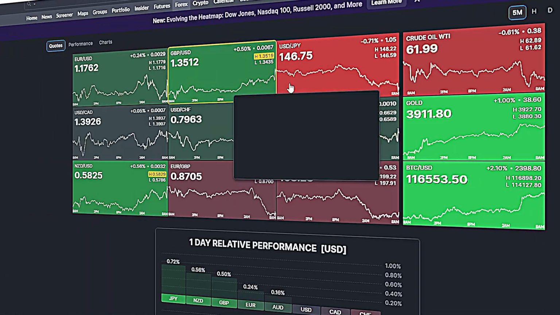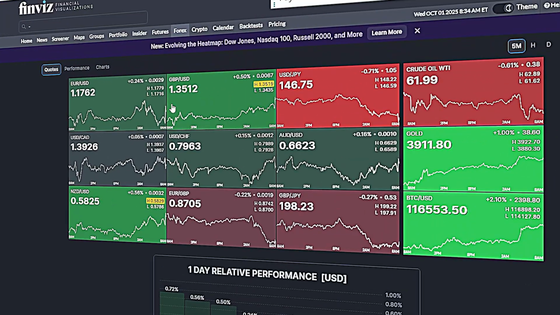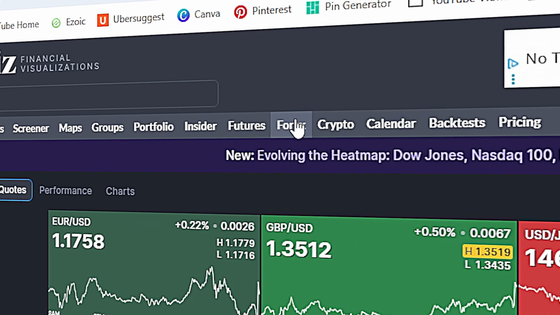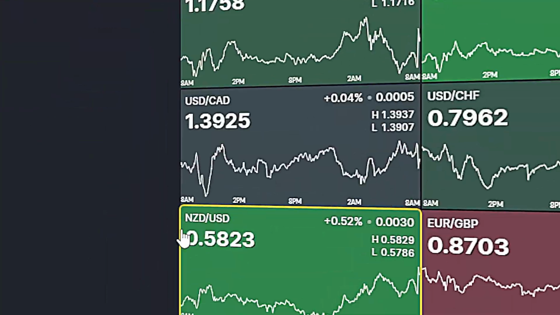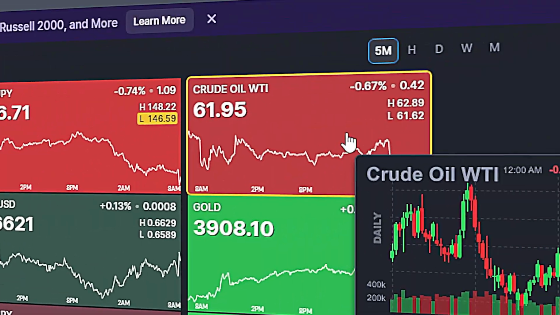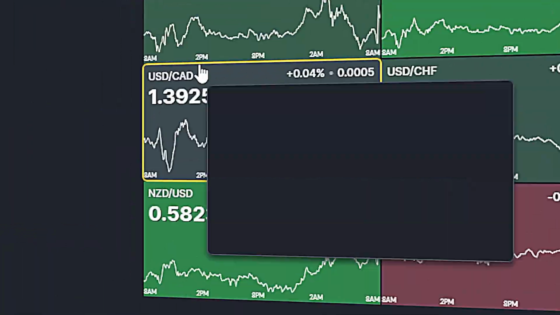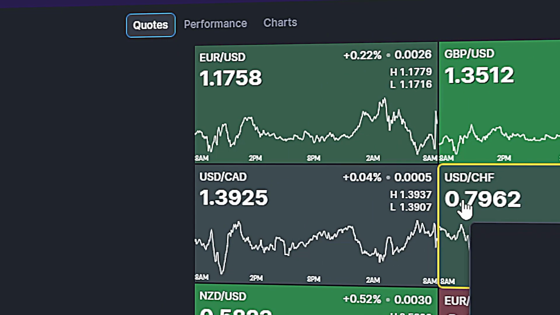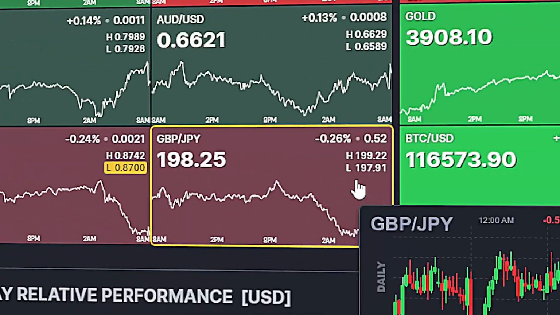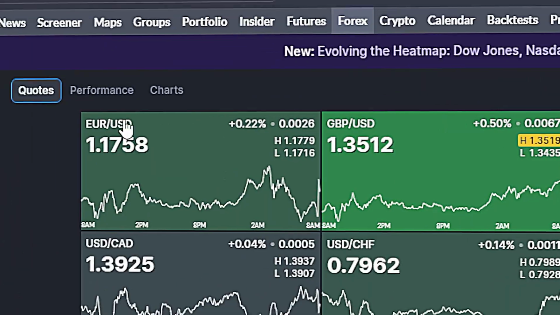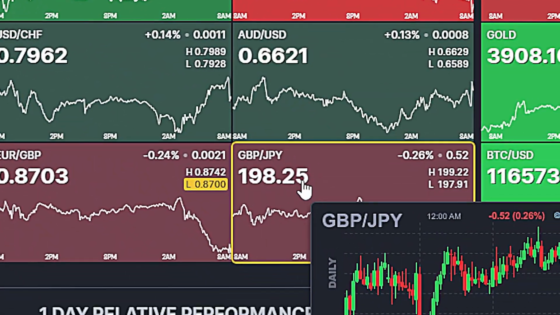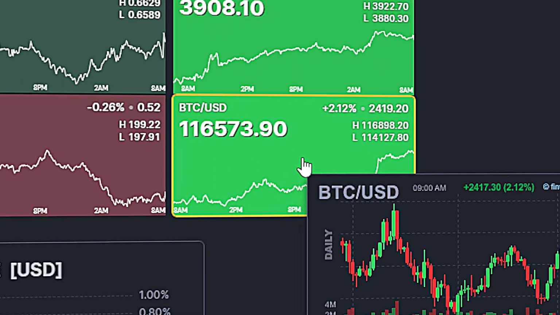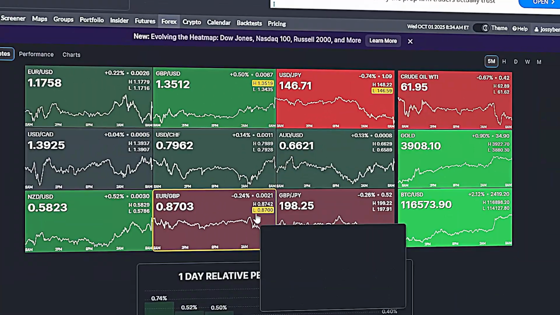Let's go. If you come here, of course, I have the Finviz currency heatmap. And if you look here, you're going to see I am on the Forex tab. The Forex tab gives me all the necessary information I like about Finviz. This dashboard is beautiful because I have the unique currency pairs and some of the stocks that I need just to play around with. I have the USD JPY down to GBP JPY, crude oil, gold, and BTC USD.